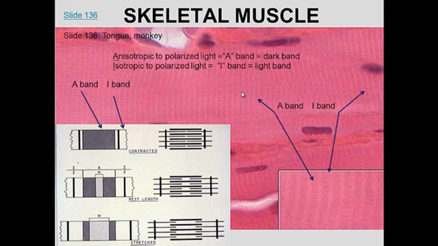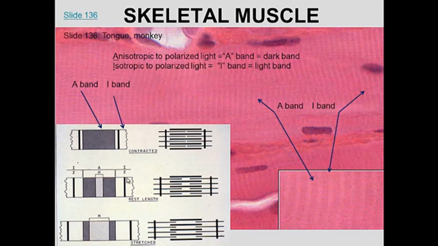So if we get back to our light and dark areas, we see the dark band, the A band, and the A band is anisotropic. In other words, it does alter polarized light. The A band, that's where the A goes, for anisotropic. The isotropic I band does not alter polarized light. And so it's the lighter band in between. And in between there you have the Z disc.